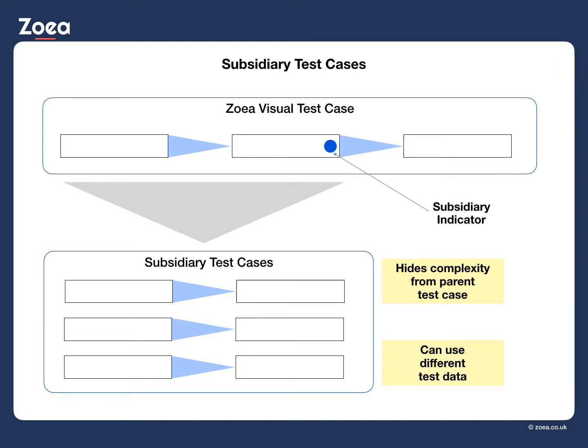When an element has a subsidiary test case, the code for that element is produced by the subsidiary and not by the case diagram. Elements with subsidiary test cases are marked with a blue dot. Any diagram can have any number of subsidiary test cases, and these can form a hierarchy.